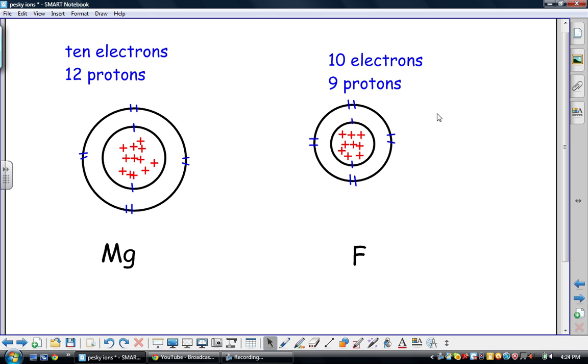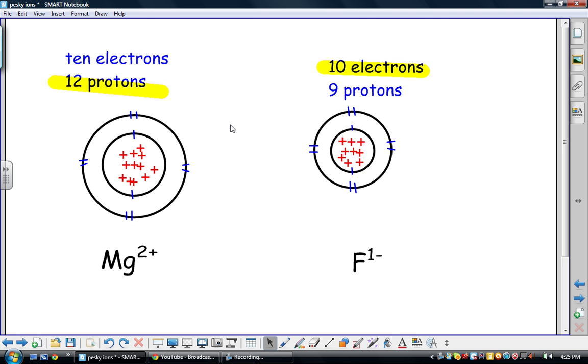Now remember here that electrons have a negative charge and protons have a positive charge. These aren't balanced out anymore. Magnesium has more positive things than it does negative things. It has 2 more positive things, so now it has a charge of +2. Fluorine has 10 negatively charged things and 9 positively charged, so it has more negative things, so fluorine has a charge of -1. So the question would be, what ion does magnesium form? It forms the +2 ion. What ion does fluorine form? It forms the -1 ion.